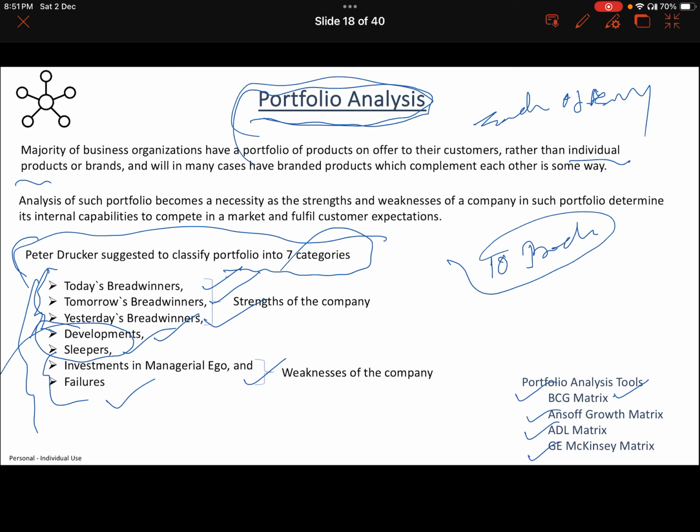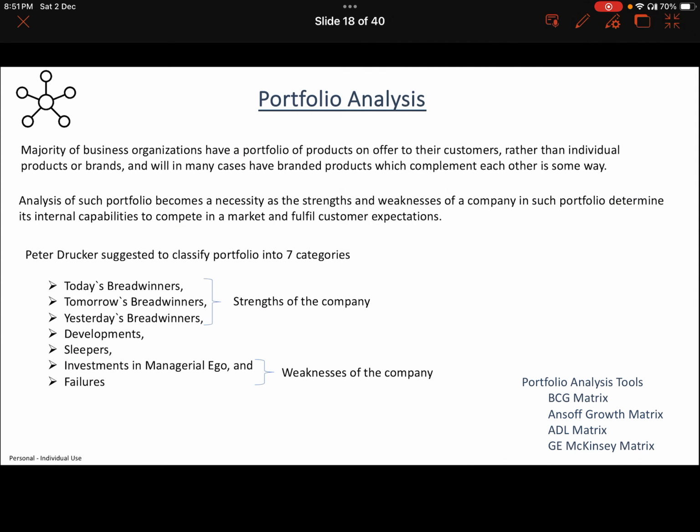But BCG classifies in a different way, Ansoff classifies in a different way, the ADL matrix is different, and GE McKinsey is also there. So what is today's breadwinner? A product which is selling super in the market and which is giving continuous cash flow to the firm. So this is called today's breadwinner. It is the market leader, the product which is selling more and more every time and giving the required cash flow to the company.